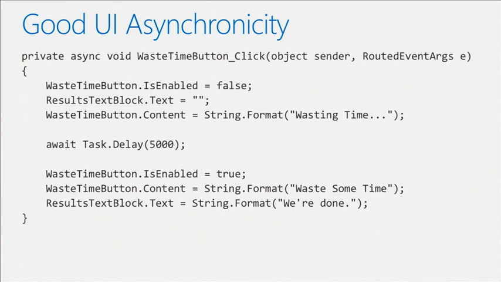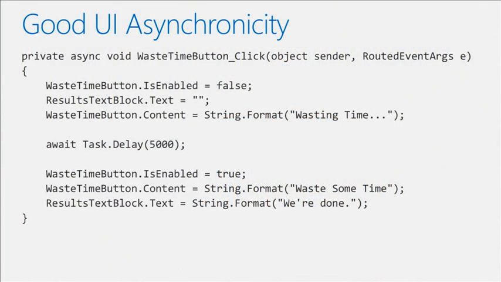But in this example, we set the button to be disabled and do the other changes to the UI. And then we asynchronously delay for 5 seconds. And when we hit that await, we immediately return to the caller, which allows the UI to run. So the UI will immediately redraw itself, the button will be disabled, everything else on the screen will still be active, and in 5 seconds, the continuation will run and set everything back, enable the button, set the button's text back to normal, and write something into the text block.